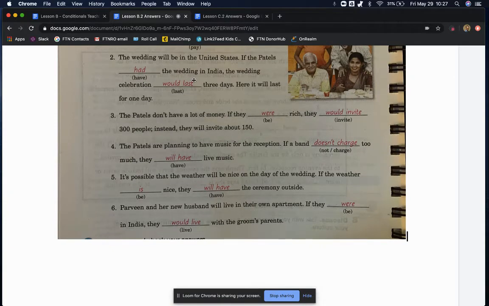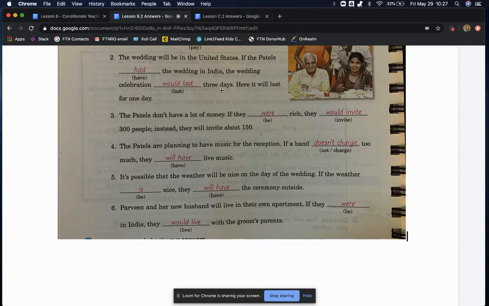And this is a story, so we keep going with the idea. The wedding will be in the United States. If the Patels had the wedding in India, the wedding celebration would last 3 days. Here it will last for 1 day. So is that possible or impossible? Is it the real or the unreal? If the Patels had the wedding in India, the wedding celebration would last 3 days. That's right. It's the not possible, right?